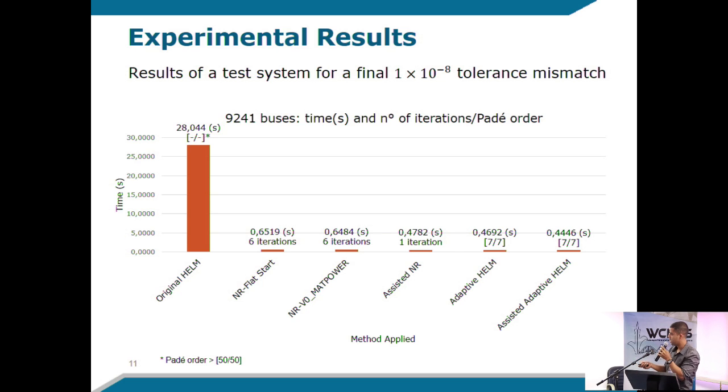Our adaptive Helm in the basic way, which also uses the V0 provided by MATPOWER, takes 0.46 seconds. When you use our proposed assistant, we have a reduced time, 0.44 seconds, which shows that our method is okay.